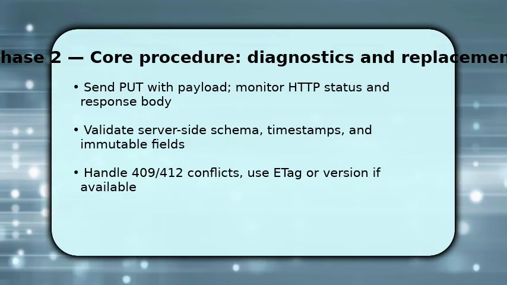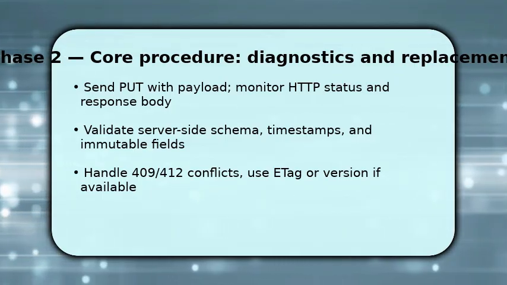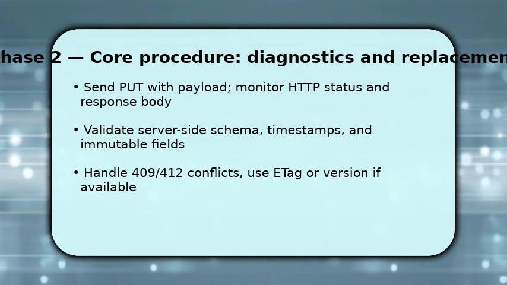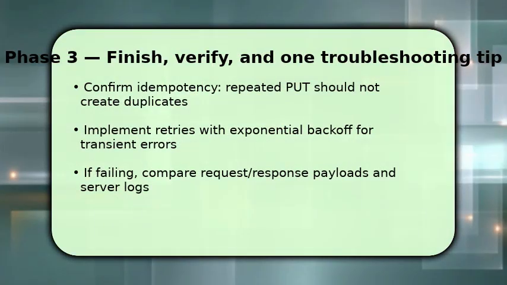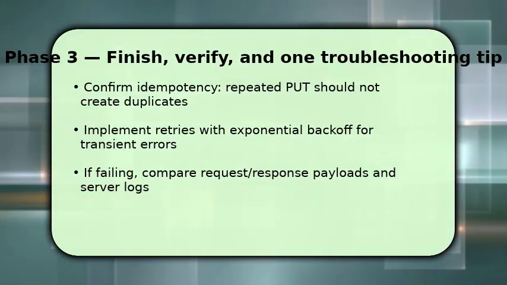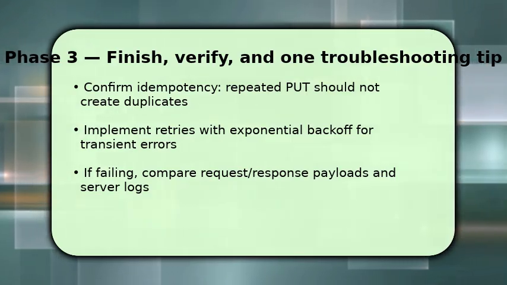Once the response is accepted, verify the resource by issuing a GET to confirm fields and timestamps. This closes the loop. Finalize by ensuring the PUT is idempotent. Repeated requests produce the same state. Implement retry logic with exponential backoff for network hiccups, but avoid blind retries on 4xx errors.